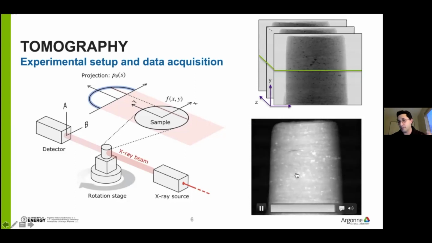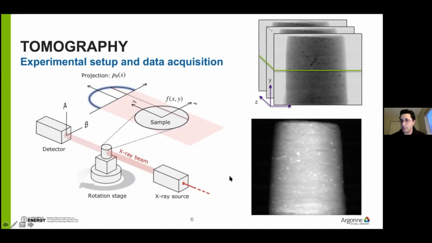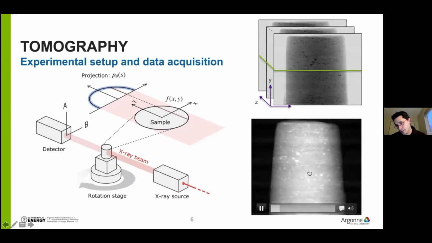So again, you're basically rotating the sample and it's being exposed to X-ray. And you can actually see how it's being rotated too.